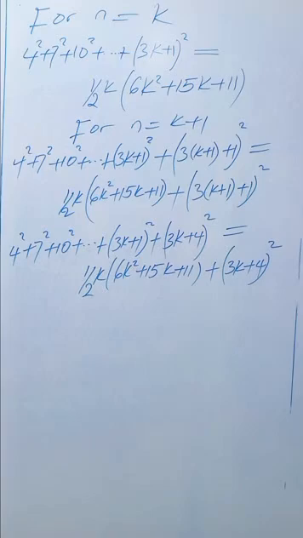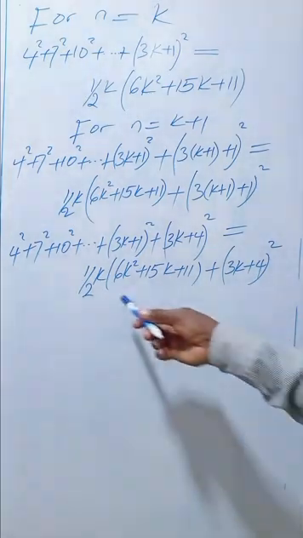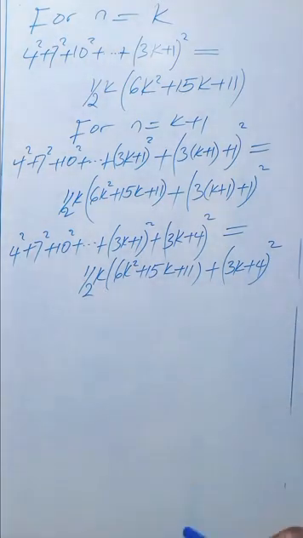Is there a need of simplifying further from the nature of the expression? If you expand this here, you get k power 3, and we don't have any k power 3 this time, so we shall just be complicating the issue. So what should we do? Just from here we can prove.